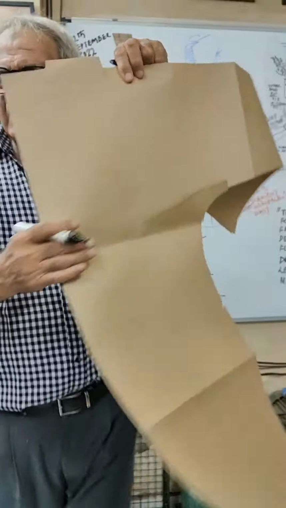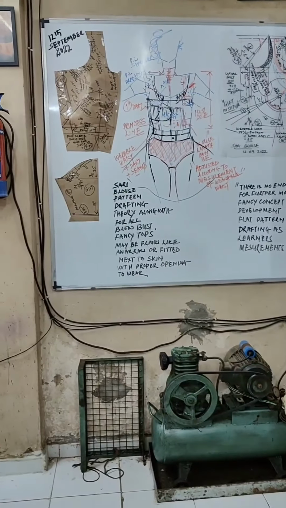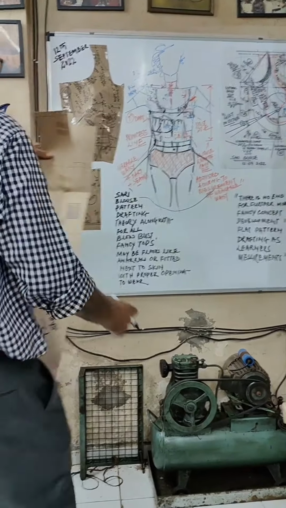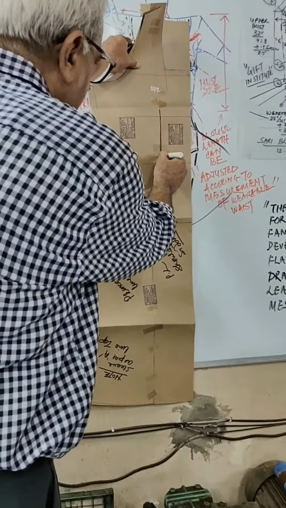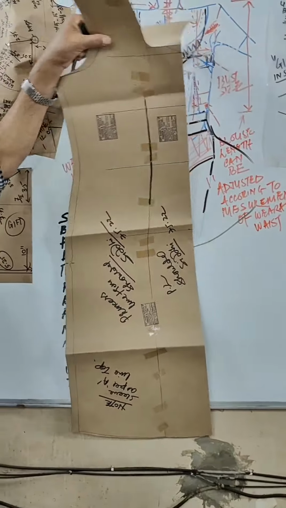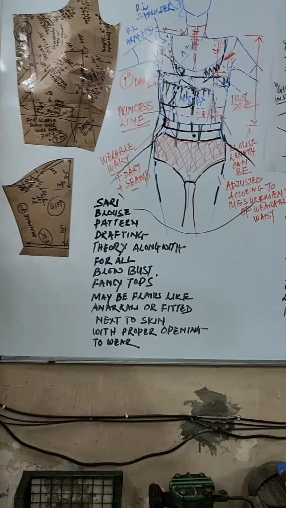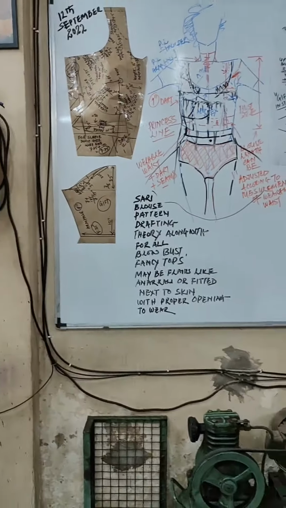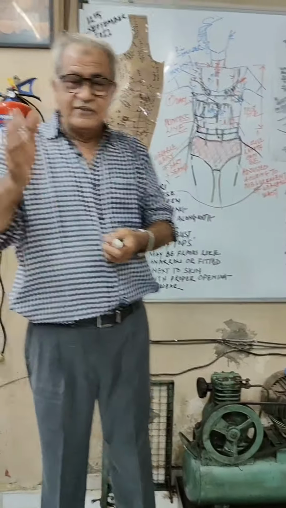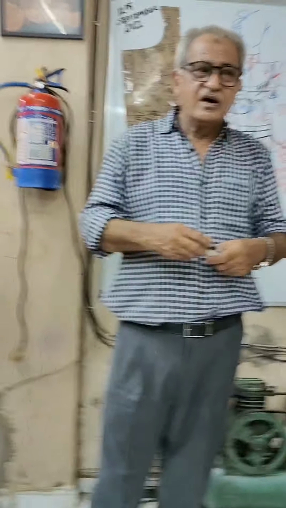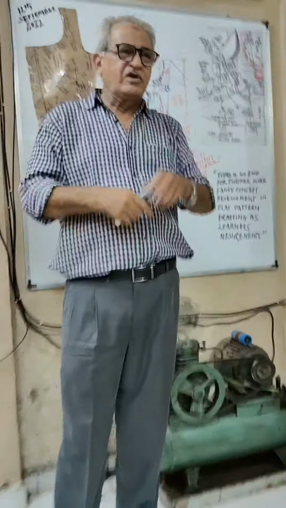This is the jabba. This is the way we make many garments, and this is the same way we give the variation. This is the princess line coming, and this is the princess line going to the shoulder. Leave it, no problem. This is the way we make many garments. We don't leave any garments.